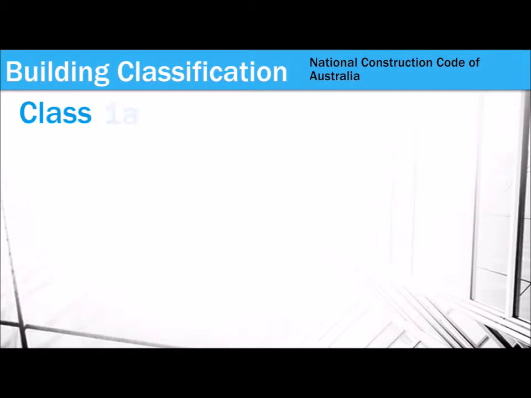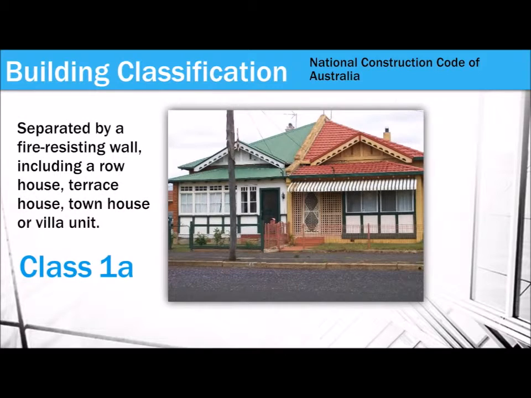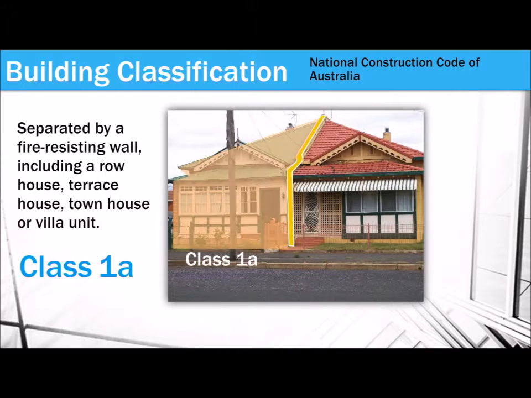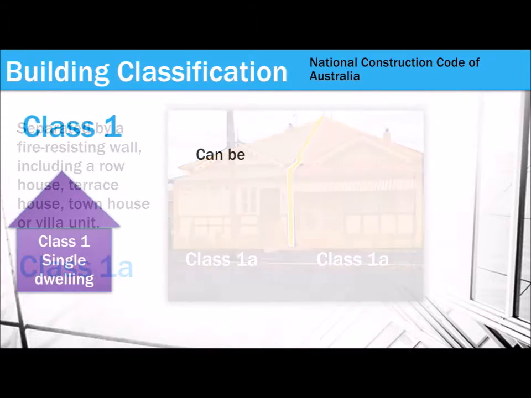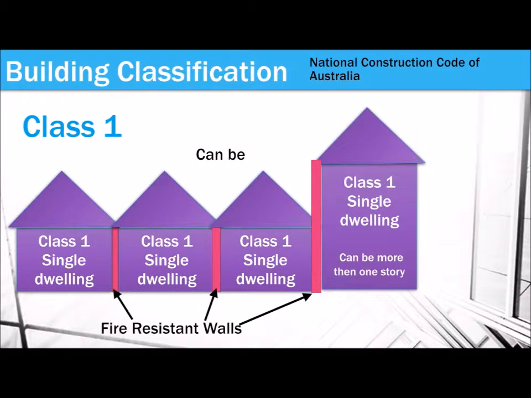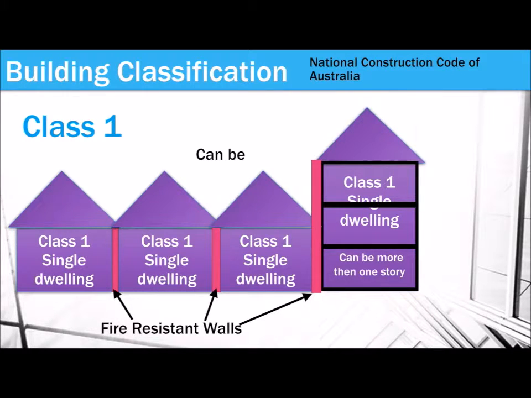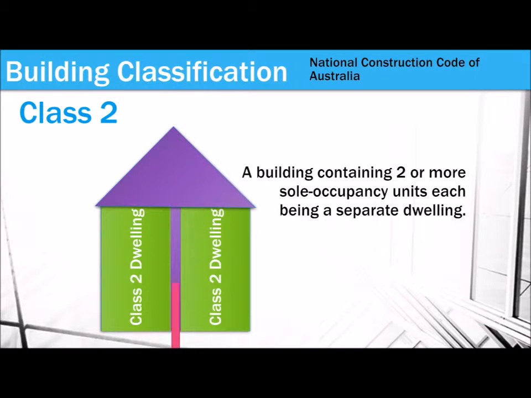Individual houses or a row of townhouses or units are Class 1 buildings. If the buildings are attached in a row, they must be separated by a fire-resistant wall. A Class 1 dwelling can even be a multi-level single residence home, again, as long as it's separated from other dwellings. When a building has 2 or more single occupancy units under the same roof, it is a Class 2 building.